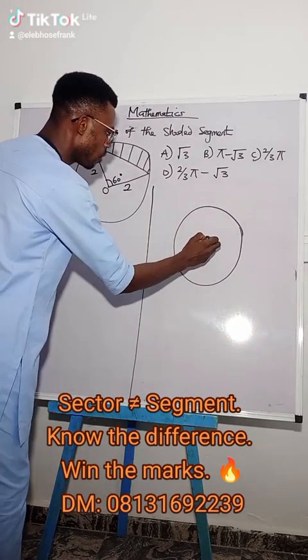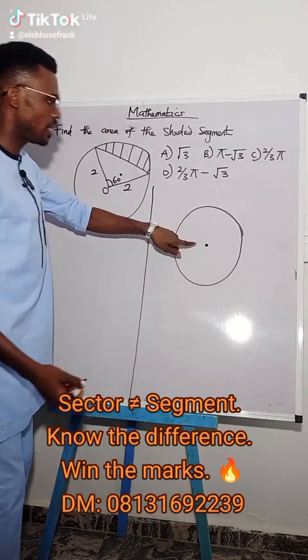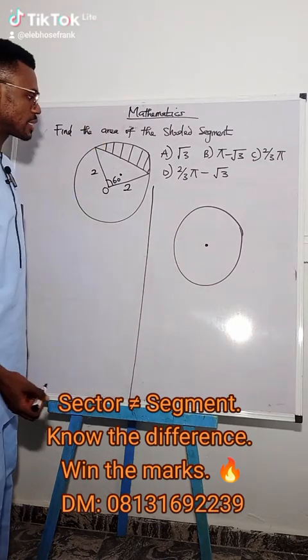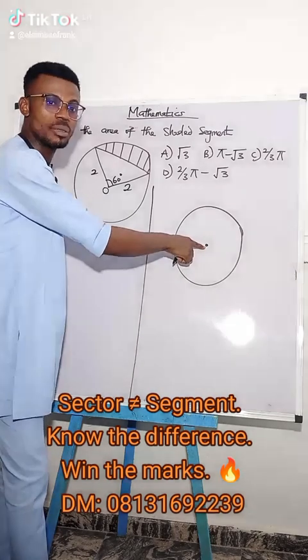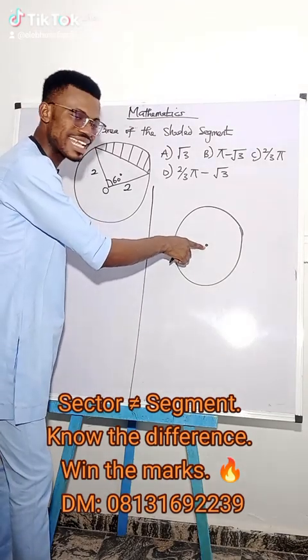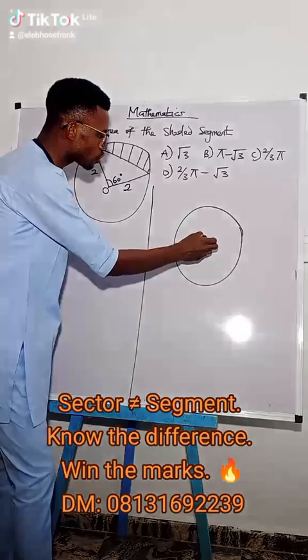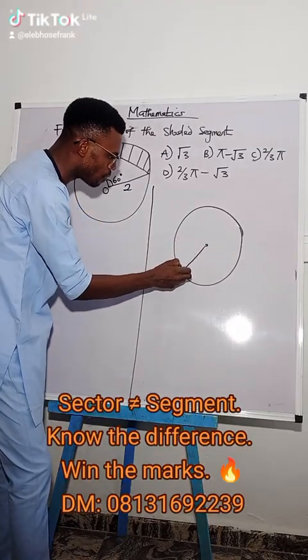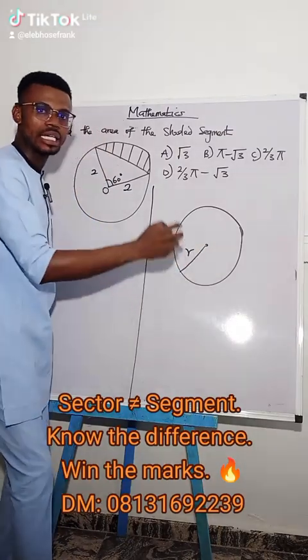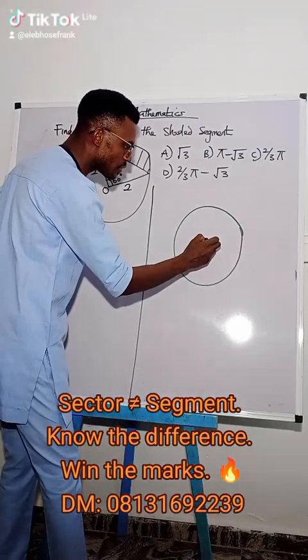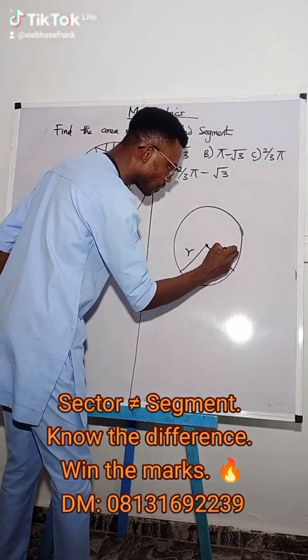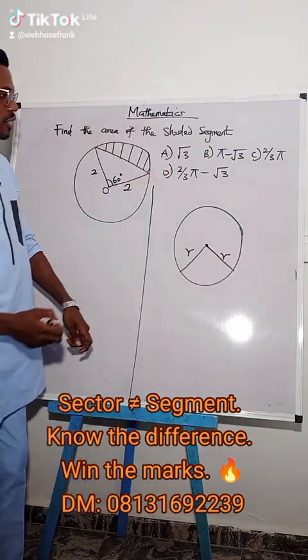Now this is a circle. Let's assume this is the midpoint of the circle. A line drawn from the midpoint of a circle, the center of a circle, to touch any part of the circumference is the radius.